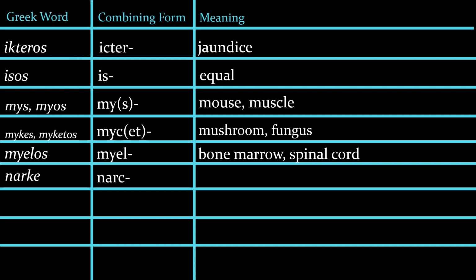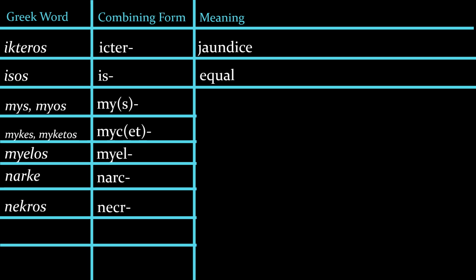Next we have narki, narc, stupor or numbness, and we can easily summon the word narcotic, or a person who's a narc is a narcotics officer. When there are people out there who have a weakness for numbing themselves, they probably use some kind of narcotic to do that. Next we have necros, Necr, and this one means death.